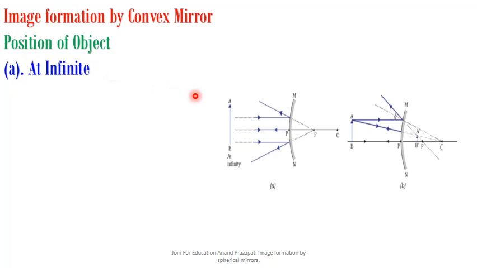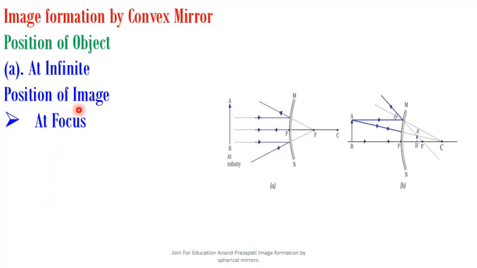When the object is placed at infinity, the position of the image will be at F. Size of the image will be shorter than the size of the object. Nature of the image will be erect and virtual, and the image distance will be just equal to the focal length of the convex mirror.